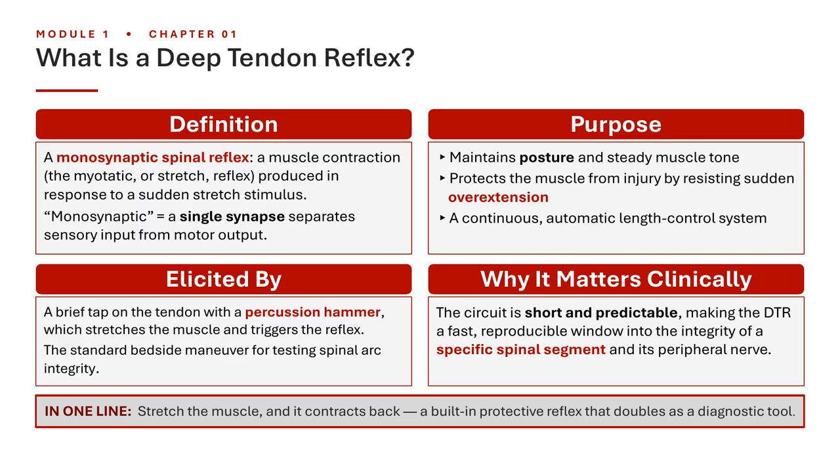How do we elicit it clinically? A brief tap on the tendon with a percussion hammer. That tap briefly stretches the muscle, which activates the stretch receptors, which triggers the reflex arc. And here's the clinical bottom line. Because the circuit is short and predictable, the DTR gives us a fast, reproducible window into the integrity of a specific spinal segment and its peripheral nerve. That's why we test it at the bedside. In one line, stretch the muscle and it contracts back, a built-in protective reflex that doubles as a diagnostic tool.